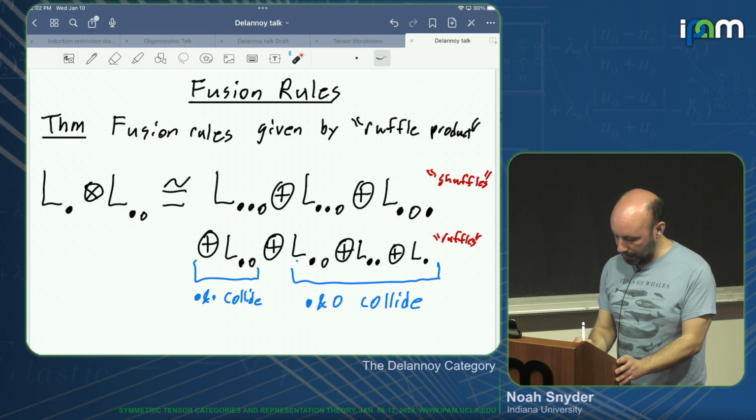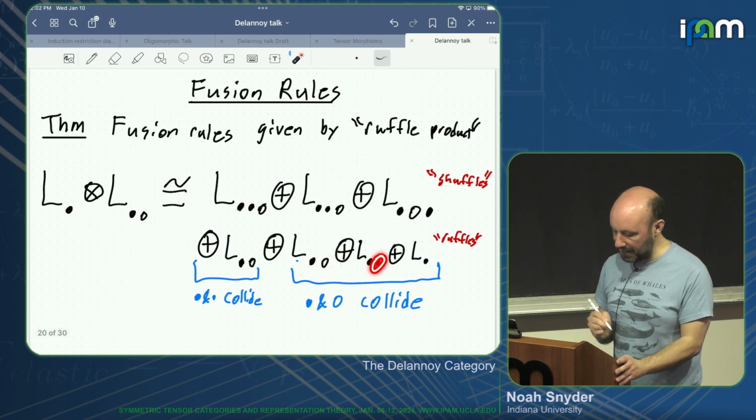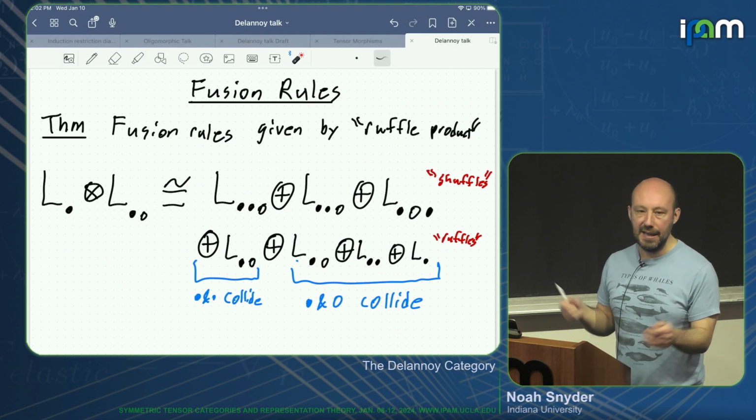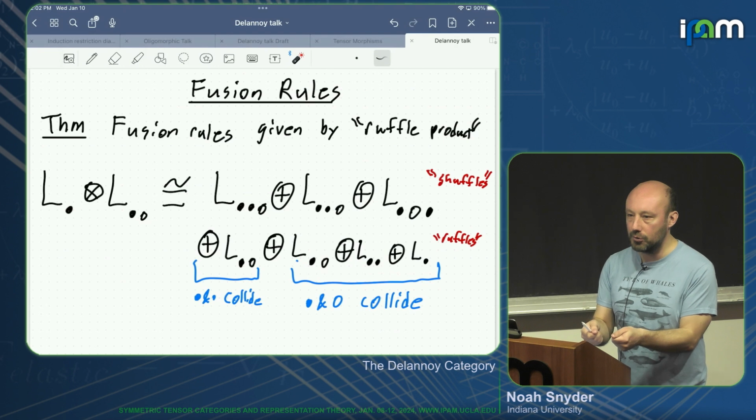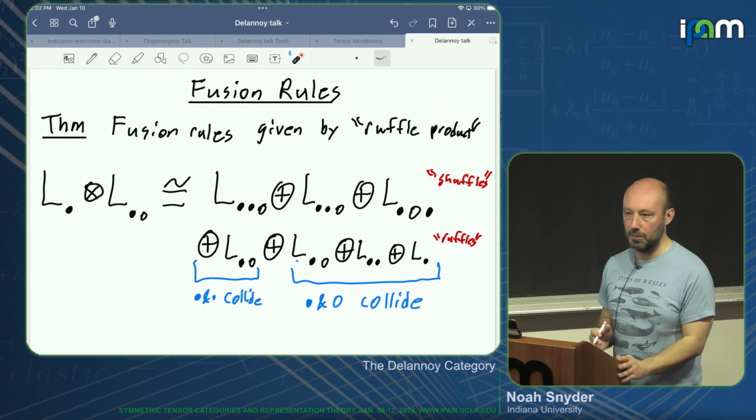So here, this one collides with this. They can collide and become this color, they can collide and become that color, or they can collide and disappear and not be seen at all. And this last possibility is where you can get the length of the word shrinking, and so you can actually have duals. Okay? And this is how the fusion rules work. Any questions about that? Yeah.